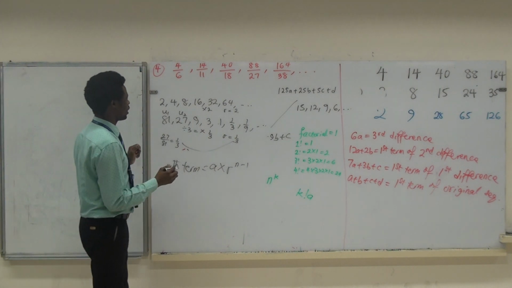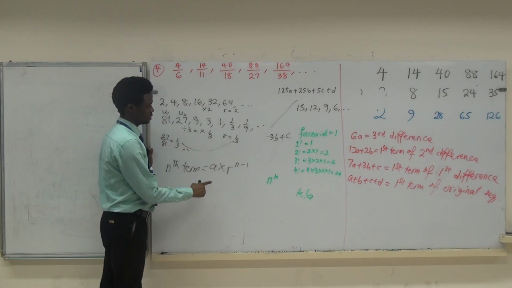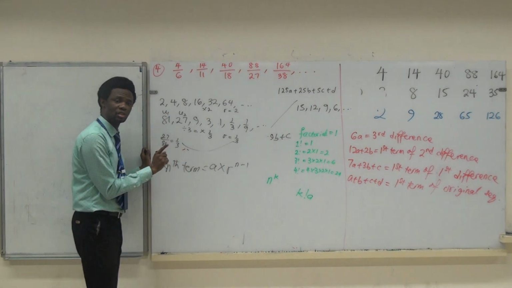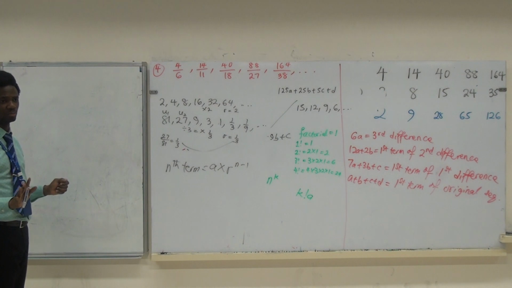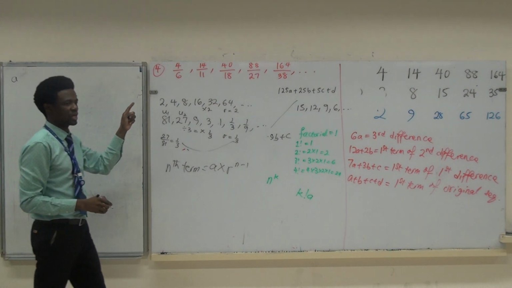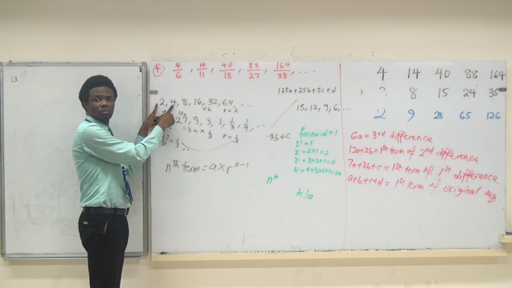The first term is always denoted with a. It's a general symbol for the first term. If I want to get my second term, from these two, what do you do to get 4? Times 2.